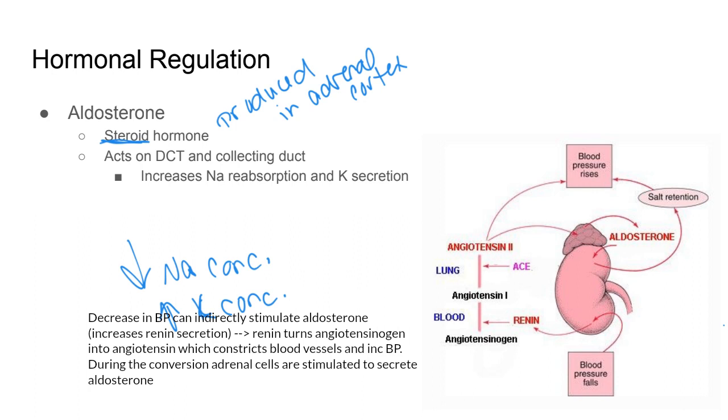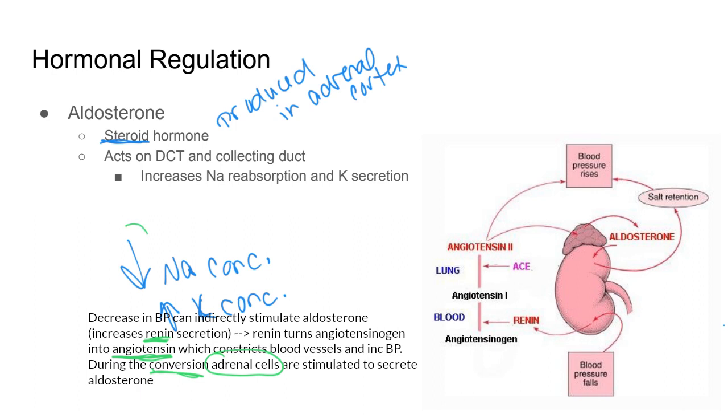So a drop in blood pressure can stimulate aldosterone because a drop in blood pressure increases renin secretion. If you remember this from our cardiovascular unit, right? Renin turns angiotensinogen into angiotensin, just like our pepsinogen was converted into active pepsin. When that angiotensin kicks in, that's going to constrict the blood vessels, which will help increase blood pressure. And during that conversion of angiotensinogen to angiotensin, that's going to stimulate the adrenal cells to secrete aldosterone.